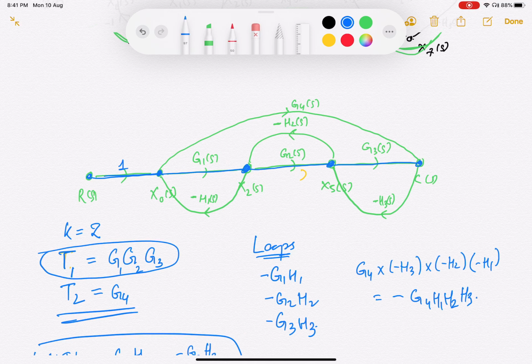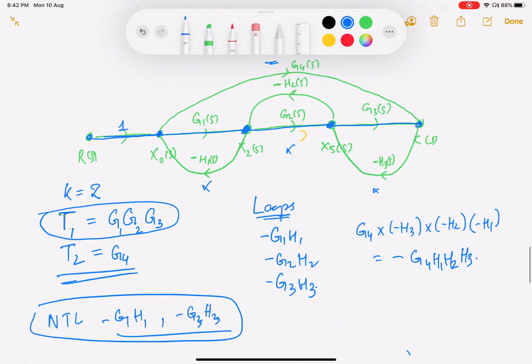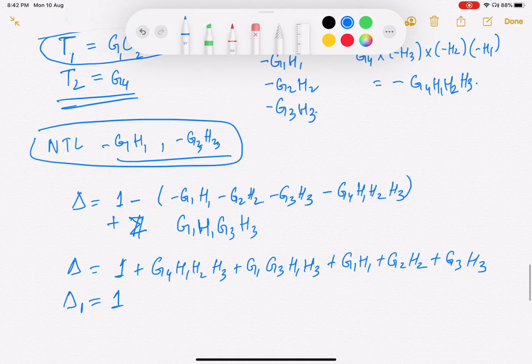So if I remove this, is any loop left? Because I'm concerned about loops. This small loop is gone. This small loop is gone. This loop is also gone. Is the bigger loop left? No, it is not left because it is touching these nodes. When these nodes are gone, the big loop is also gone. Although you feel that this big loop is there, since these nodes are not there, you have to remove the nodes as well corresponding to the first forward path. That means no loop is left and delta 1 is equal to 1, right?